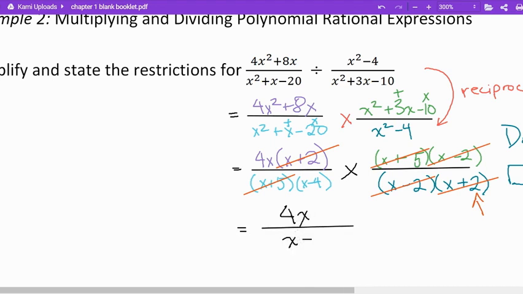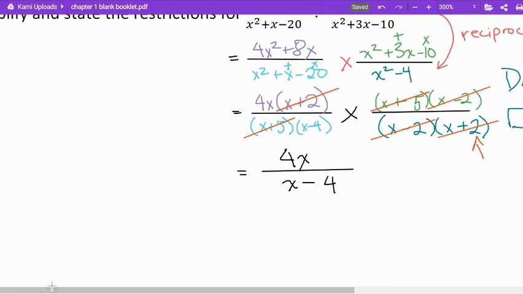4x and x minus 4. And the question is begging to be asked. What is the question that you think I want to ask? What's the mistake that someone is going to make right now? Don't make it, but talk about it. Okay, talk with your partner. What's the mistake that will be made right now?